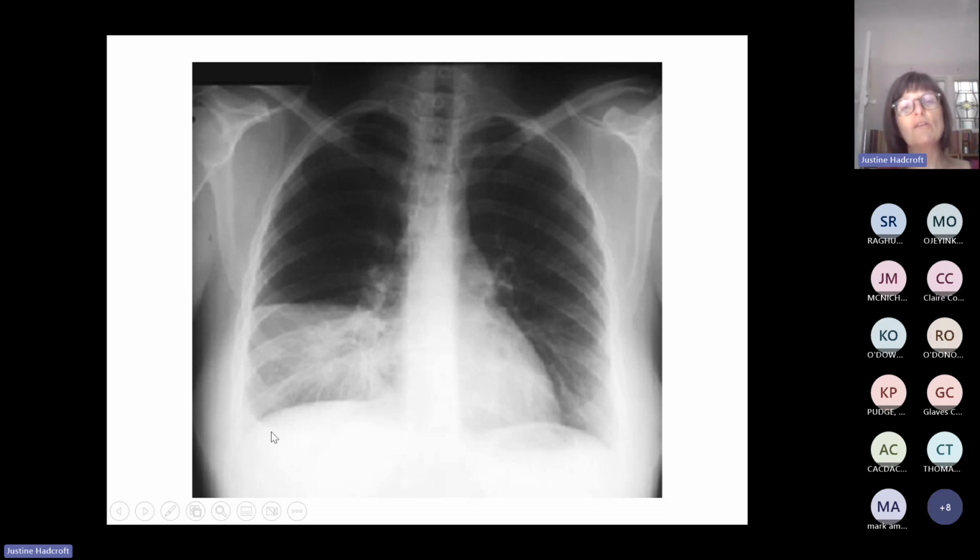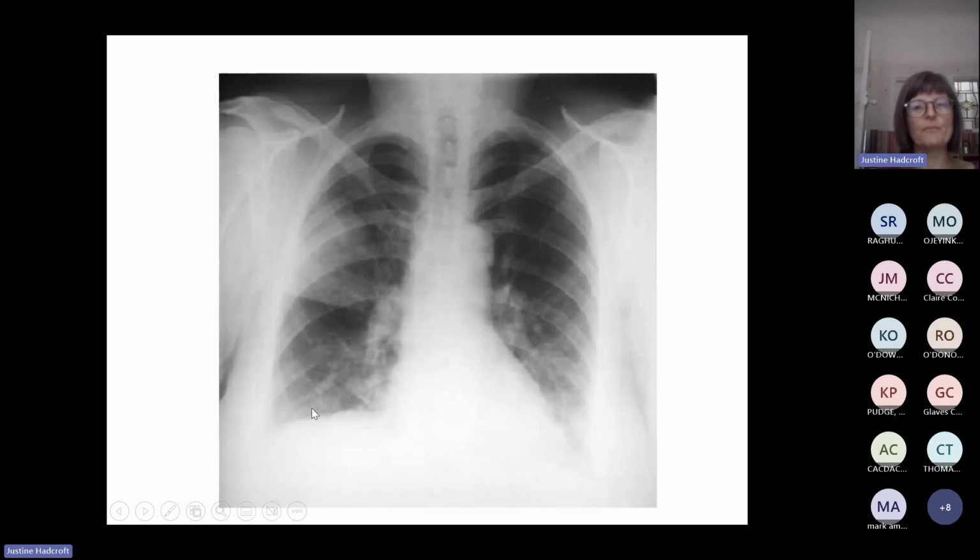But this is consolidation at the right base, and you can definitely see difference between the black air at the top of the right lung and the white area of consolidation at the bottom of the right lung there. So that's a right-sided pneumonia.